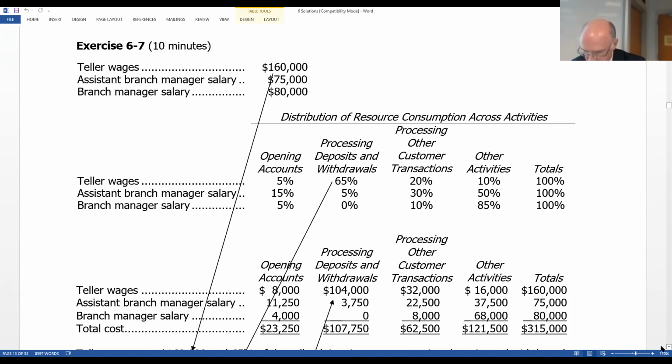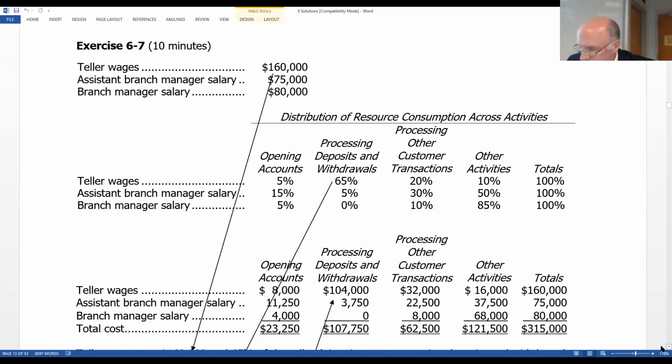In addition to the cost data above, the employees of the Westfield branch have been interviewed concerning how their time was distributed last year across the activities included in the activity-based costing study. Results of the interviews appear below. So they have opening accounts, processing deposits and withdrawals, processing other customer transactions and other activities. They have things like teller wages, assistant branch manager salary, the 3 categories.